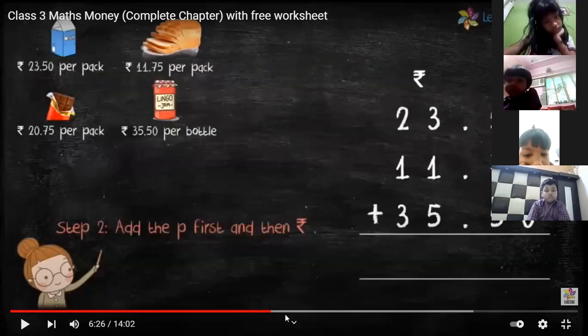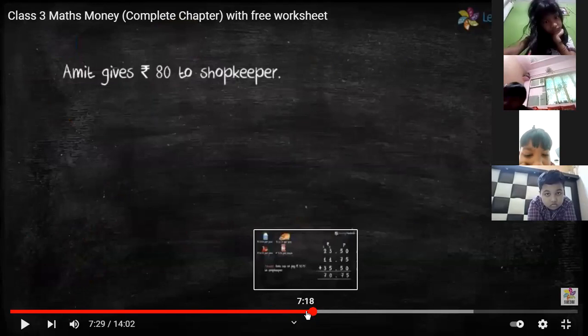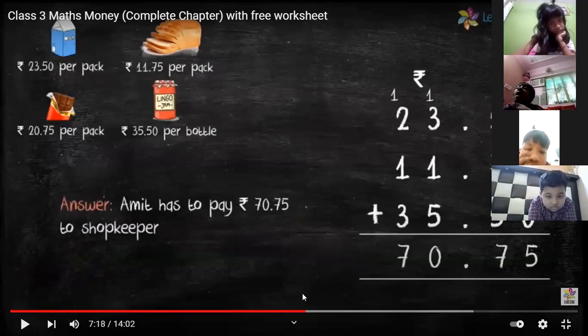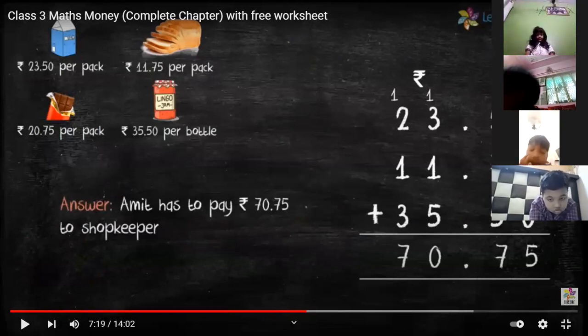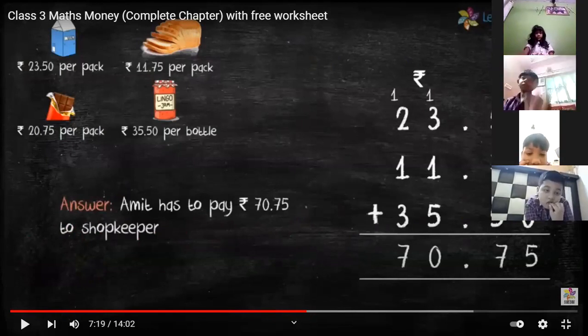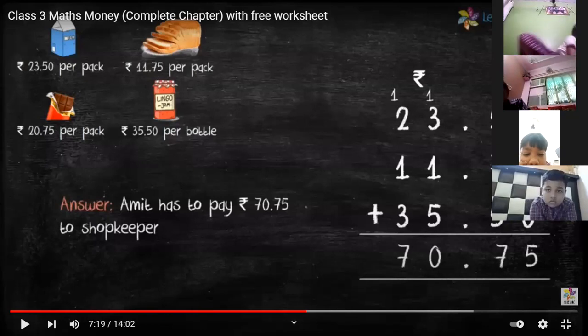First, we will add the amount of these items. Very good. So suppose here our answer is 70 rupees and 75 paisa after adding all these three items. And now the question is this: if Amit has given rupees 80 to the shopkeeper, and the total price of the items is 70 rupees and 75 paisa, what amount will the shopkeeper return to Amit?